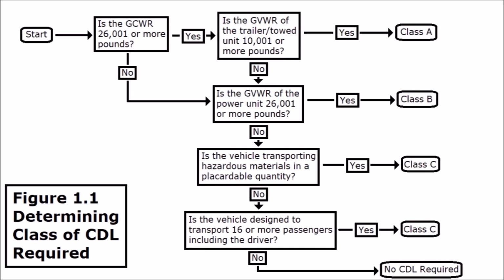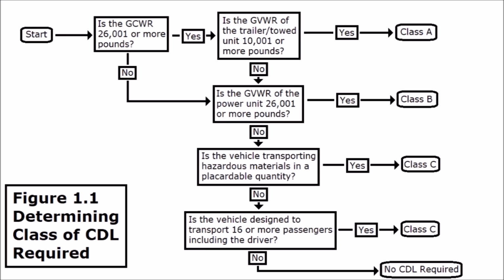Does the vehicle or combination of vehicles have a manufacturer's weight rating, GVWR, over 26,000 pounds? Yes. Is the vehicle a combination vehicle towing a unit over 10,000 pounds GVWR? Yes. You need a Class A CDL. No. Does the single vehicle have a GVWR over 26,000 pounds? Yes. You need a Class B CDL. No. Is the vehicle designed to carry 16 or more people, including the driver? Yes. You need a Class C CDL.